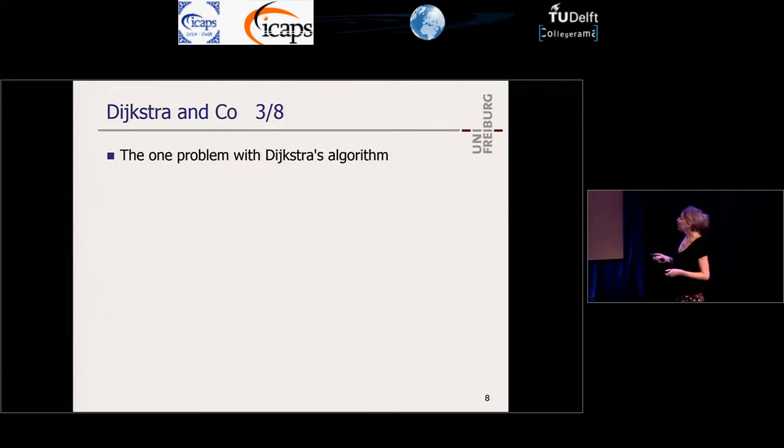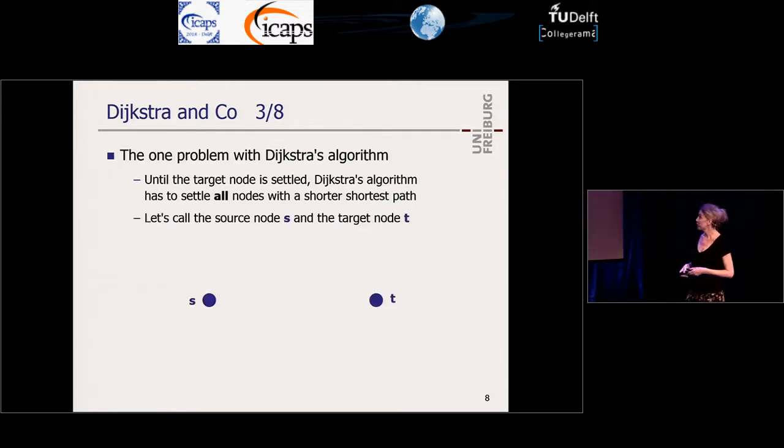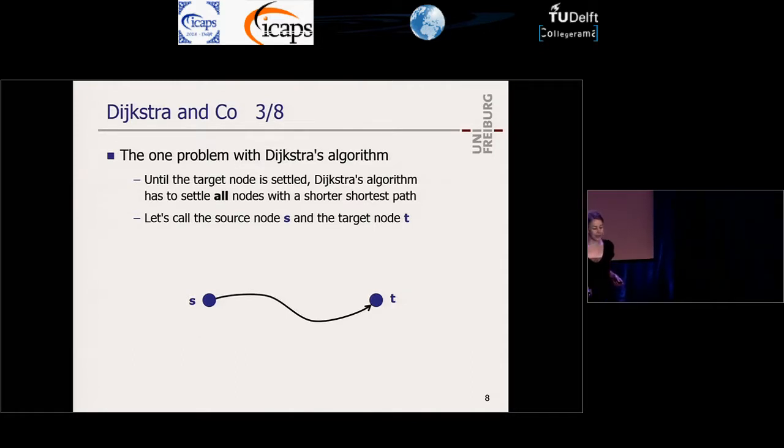So here's the one problem with Dijkstra's algorithm you should be aware of. Just by the way I explained it, it should be clear that until the target node is settled, you settle everything that can be reached before that. Here's a picture, so I will always call the source node S, the target node T.